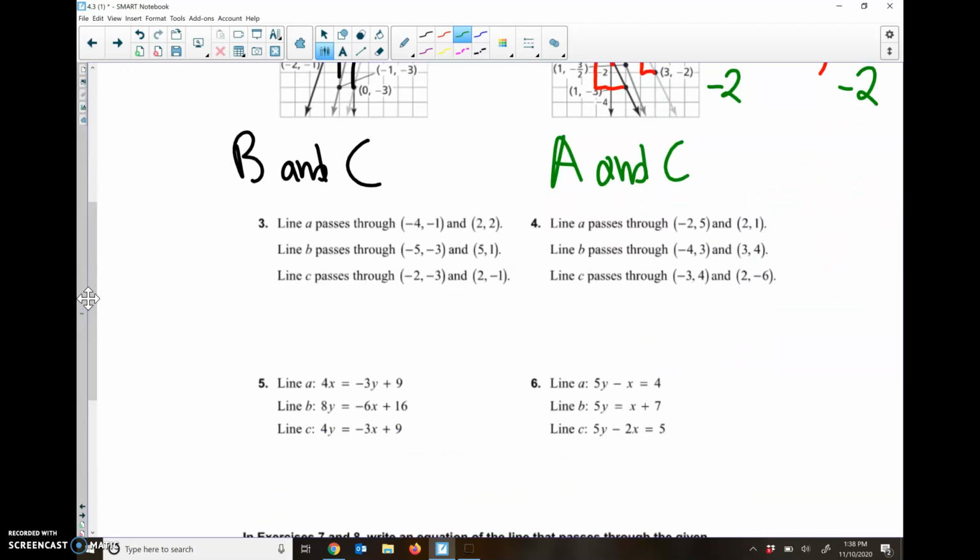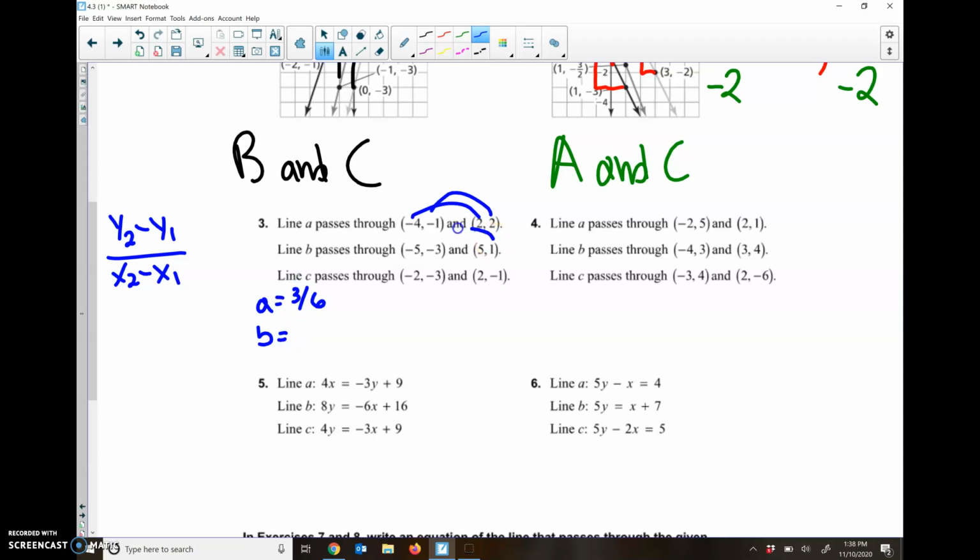All right. 3 and 4 kind of look exactly like what we've been doing. We just need to figure out their slopes, doing y2 minus y1 over x2 minus x1, and see which slopes end up being the same. So here, if I look at line A, I'm going to try and do this in my head here. So 2 minus a negative 1 is 3. 2 minus a negative 4 is 6. So I get 3 over 6 for line A.